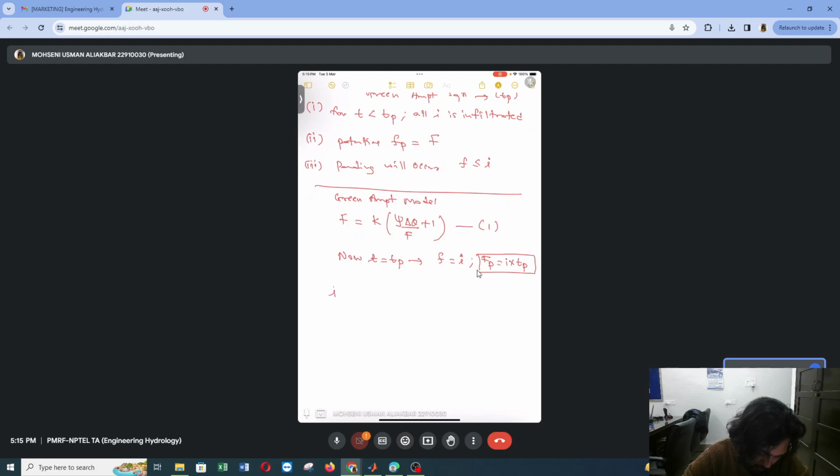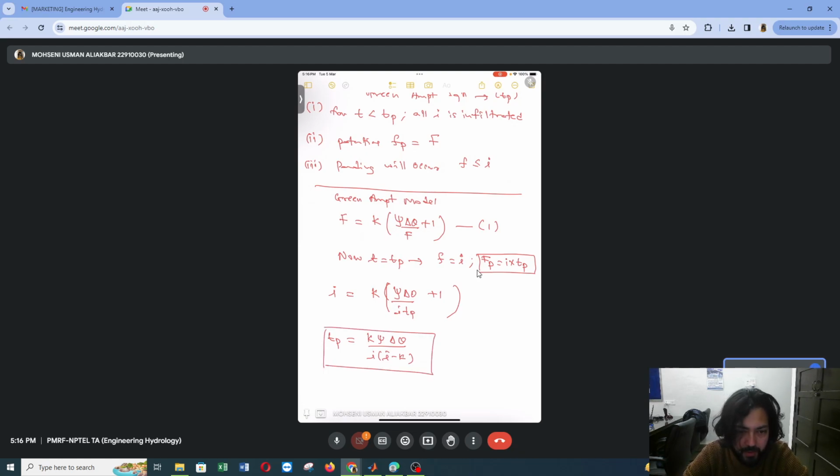So this will become i equals K, psi delta theta plus 1 upon i of tp, right? Now we can multiply K inside, and then we can solve, and finally we'll get this equation of tp, which is equal to K psi delta theta upon i into i minus K. So this is the final equation.